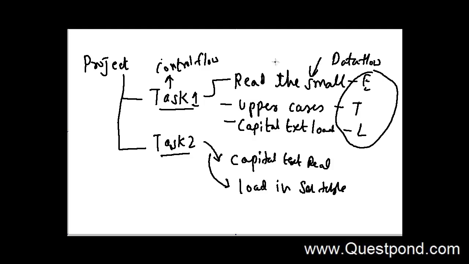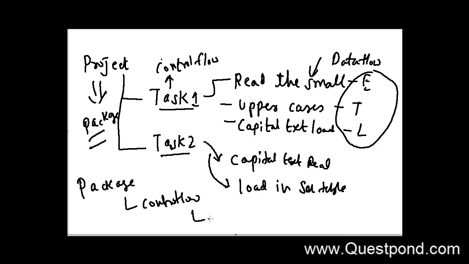Now the control flow and data flow, at the end of the day, make up something called a package. So your project is at the end of the day a package. A package is nothing but an XML file. It's your DTS; the extension is DTS, and it's an XML file. It's like an executable, which you can go and execute as your complete DTS package or your complete SSIS solution. So you have the package. Inside the package, you have control flows, and every control flow will have a data flow.